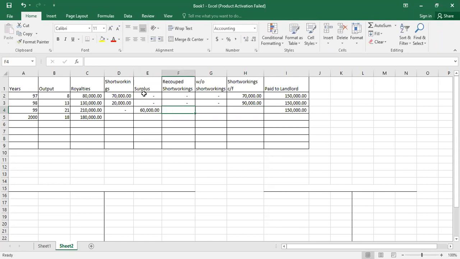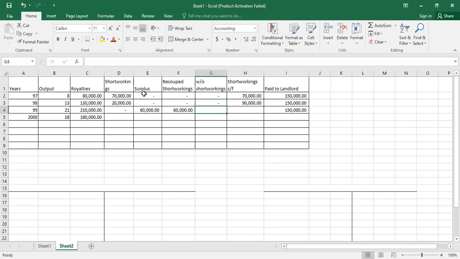So what will be the recouped short workings? Very good. They are recouping for 3 years. Are we still within the contract? Yes. So how much are we going to recoup? 60. We are recouping the whole amount because for our first year we had 70, isn't it? Yes, covering the first year.